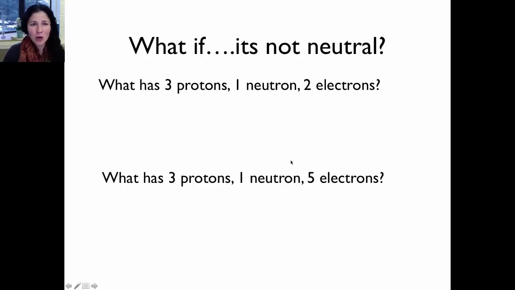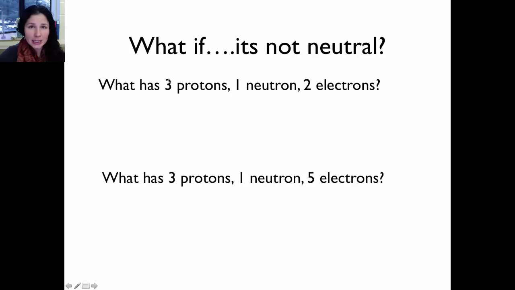But first I want to talk about, what if your atom is not an atom? What if it's not a neutral atom? What if it's something else? If it's not neutral, then it's called an ion. Let's look at some examples. What if you have something that has 3 protons, 1 neutron, and 2 electrons?